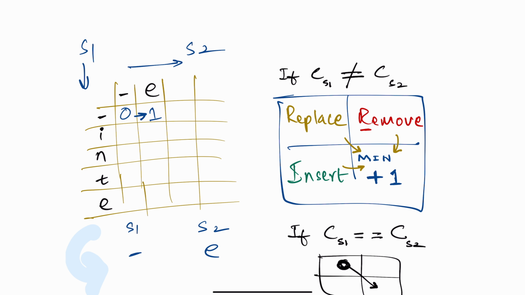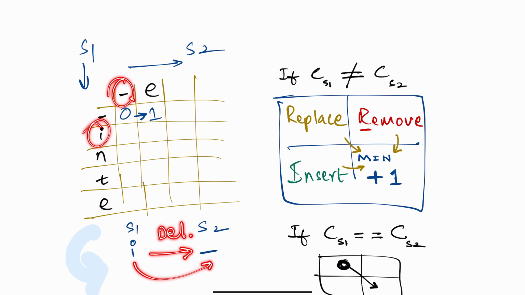Now consider I have the text I in S1, and I convert it to a blank. This is my S1, and I want to convert it to blank. What I need to do to convert I into blank is a delete operation. This delete operation I will mark as a down arrow. So one operation is required. This is how the DP table will be populated.